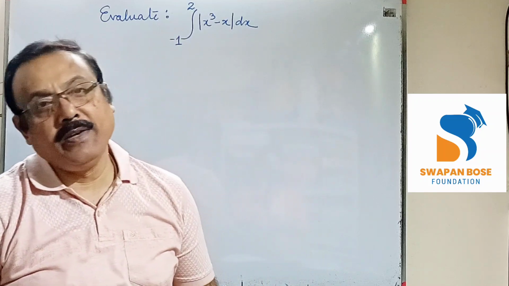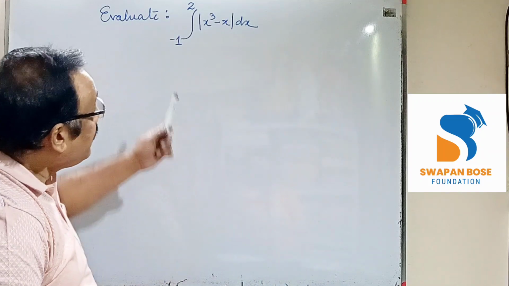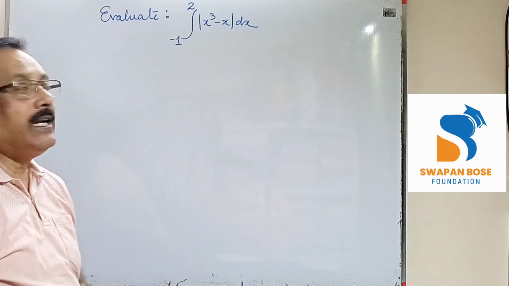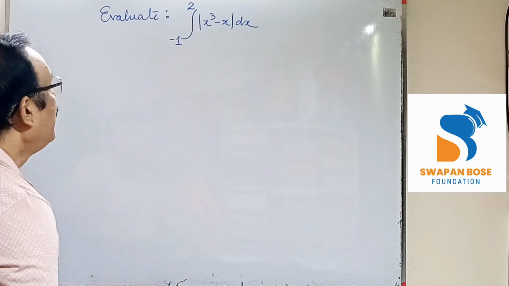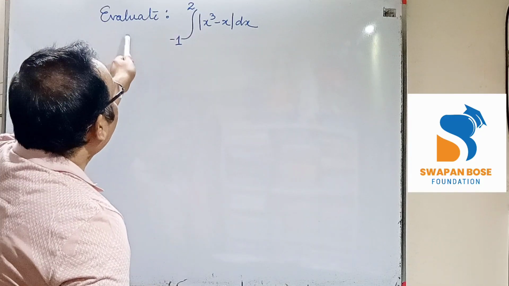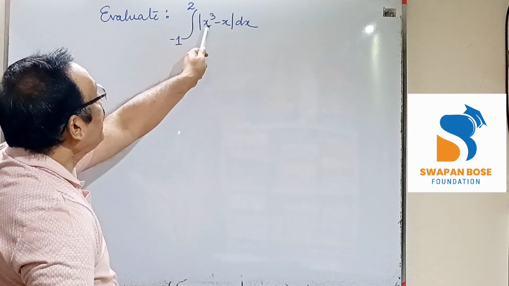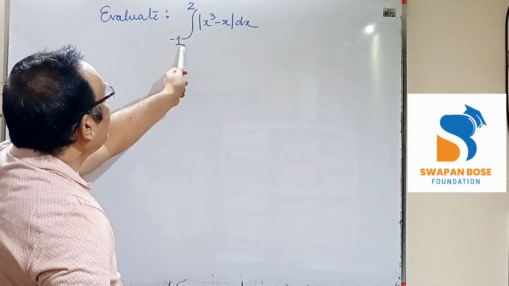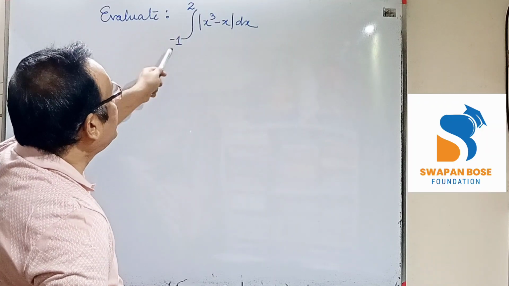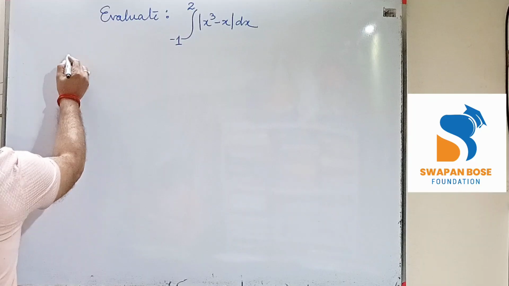Today's question is from definite integrals. This is a very important type of definite integral question, with a modulus. For this sum, the question is: evaluate the integral of mod of x cube minus x from minus 1 to 2. So how do you go about it?